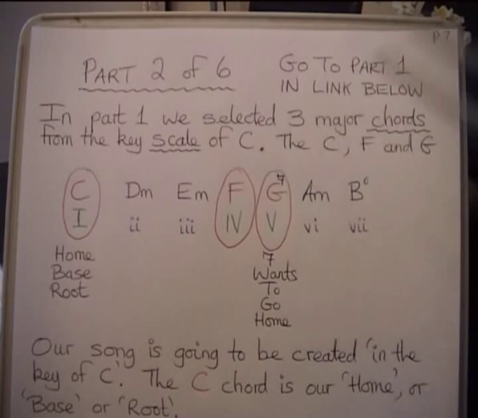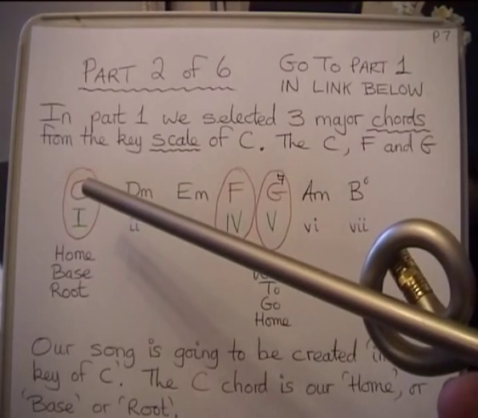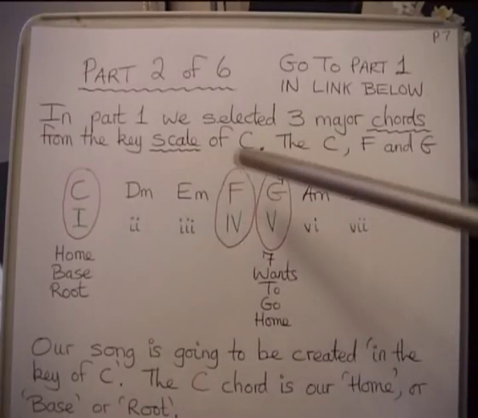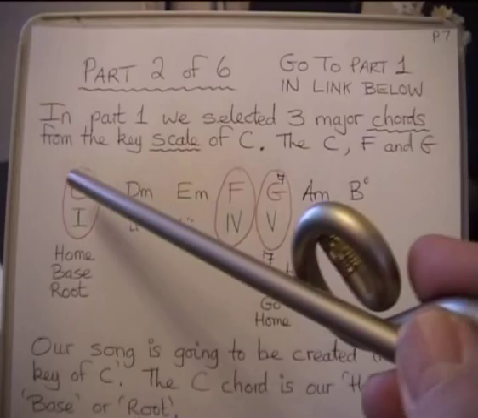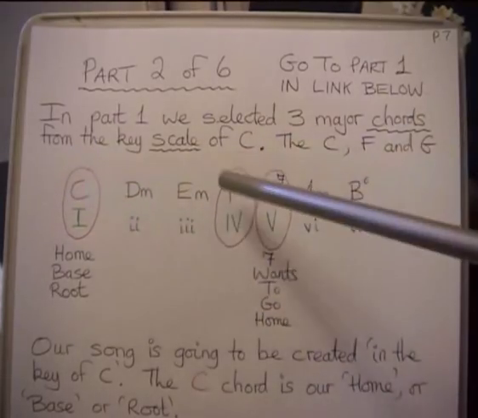So in part 1 we selected 3 major chords from the key scale of C: the C, F and G chord. Now I've written them out here, the scale of C and the chords. So we've got C, D minor, E minor, F, G, such and such. Now these are the 1, 4 and 5 chords that we want, just those 3.